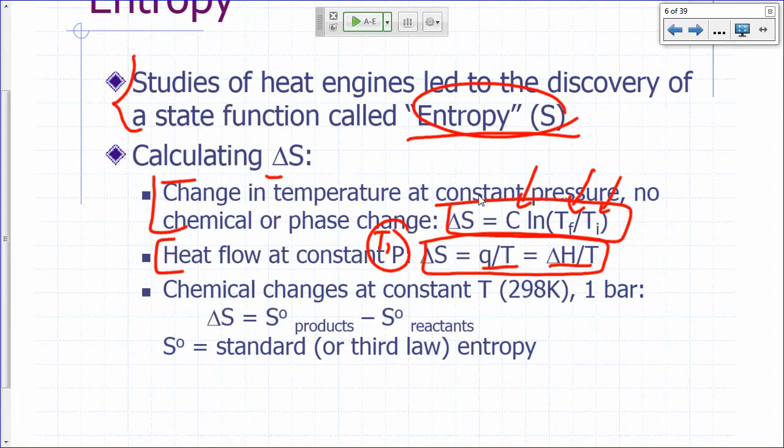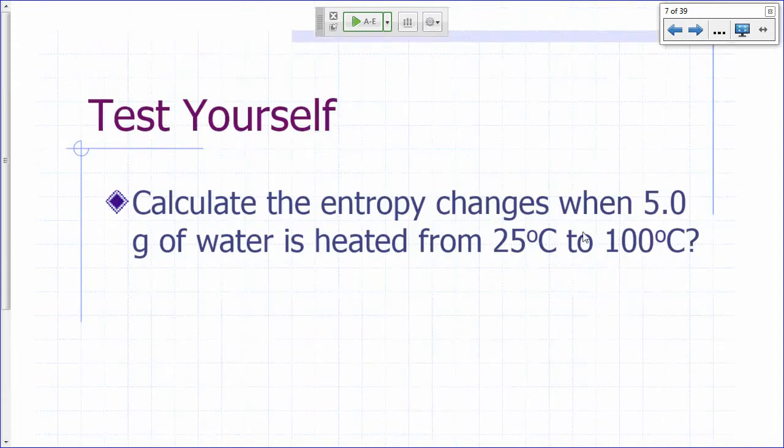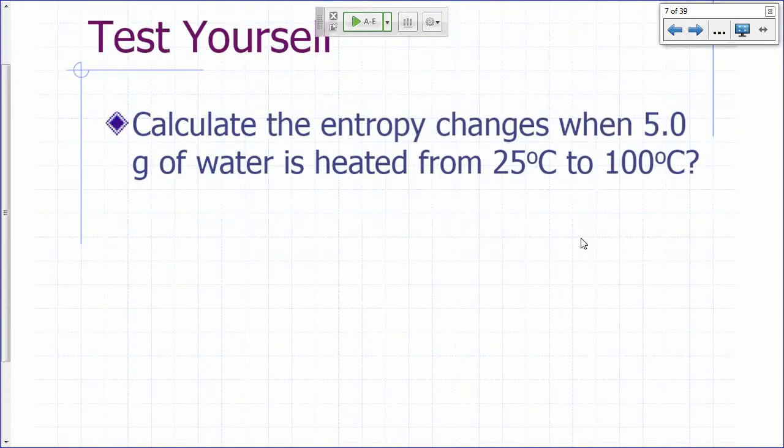Now for chemical reactions, you can calculate delta S. It's just the entropy of the products minus the entropy of the reactants. And we're going to talk a little bit more about that when we get to the third law of thermodynamics. All right, so let's use those equations to answer this question. What would be the entropy change when 5 grams of water is heated from 25 degrees to 100 degrees Celsius?